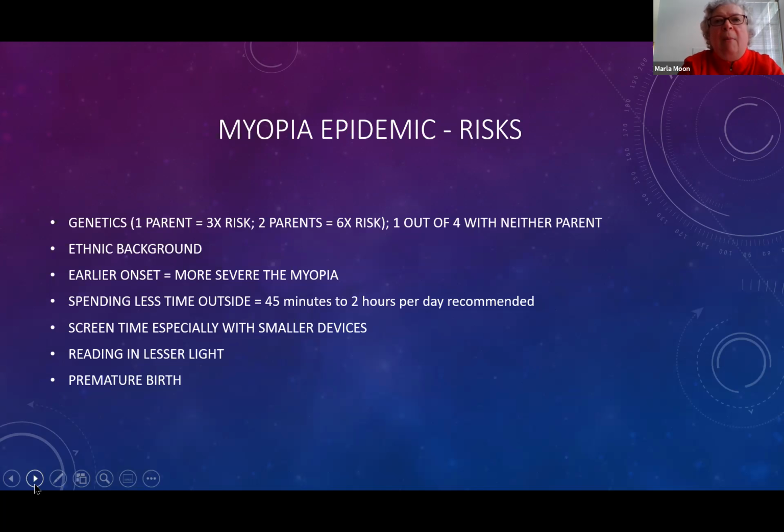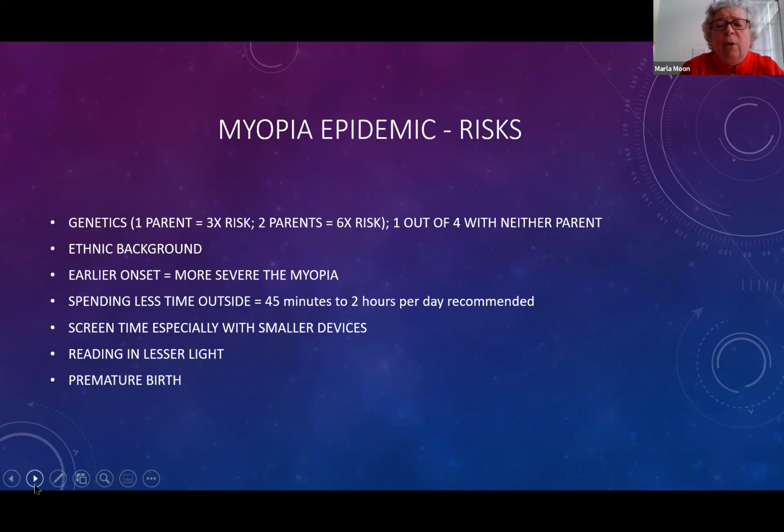And screen time, how much screen time, especially with smaller devices. There was an article that came out just a couple weeks ago that showed that using smartphones put more demand on the visual system because you're at a closer working distance than, say, a PC or a laptop. Also, reading in poor or lesser illumination can speed up this process and onset. Again, there's something called dark focus. So the ciliary body, the accommodative system, has to overfocus the lens in such dimly lit areas.